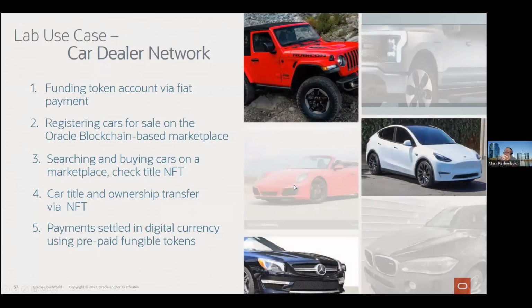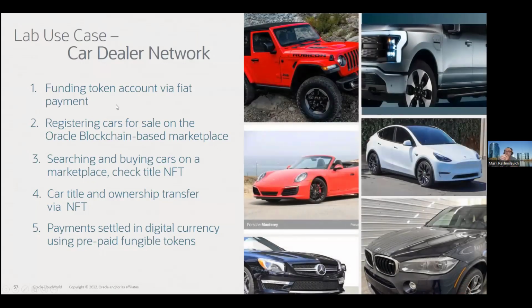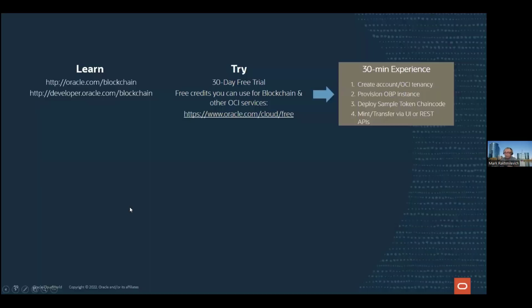So this is a car dealer network where you're funding your token account with fiat payment. Of course, it's a fake fiat payment, but it shows you how to do that. You can then register the cars on sale for the marketplace, and that creates an NFT for the title. You can search the car and buy the car. You can check the title NFT with service history. You can then do a transfer of car ownership, and then you pay for that. You settle in fungible tokens as well. So this is the functionality built into the lab, and you can spend a couple hours productively to play with that.